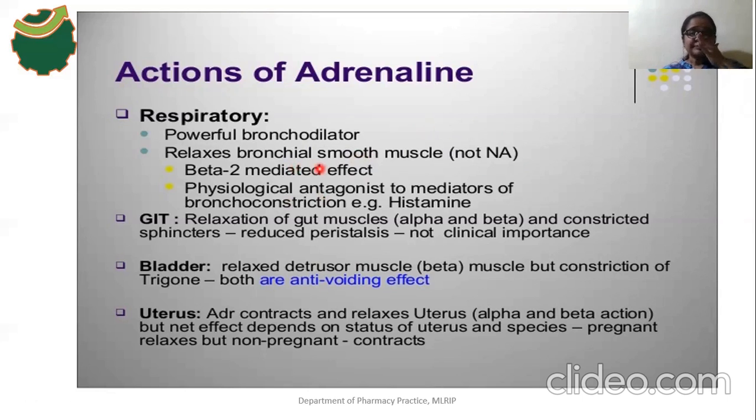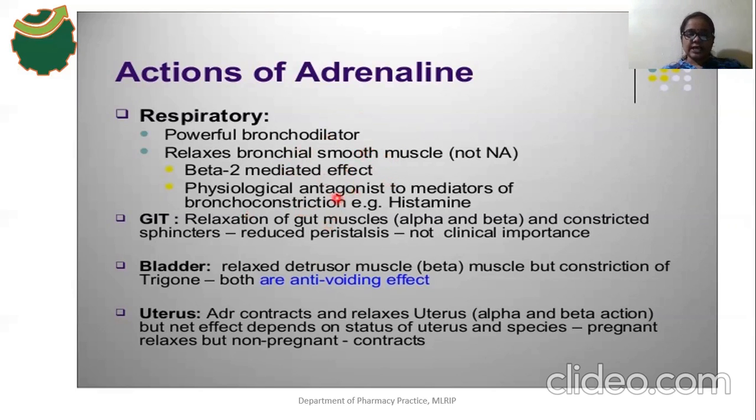What is that effect? That is a relaxant effect, because this is a beta 2 mediated effect. What is the beta 2 receptor mechanism of action on smooth muscles? That is the relaxant effect, because cyclic AMP formation is increased in smooth muscles. Cyclic AMP formation is increased means the MLCK enzyme function is inhibited and muscle protein function is also inhibited. So that's why the dilation effect is produced.